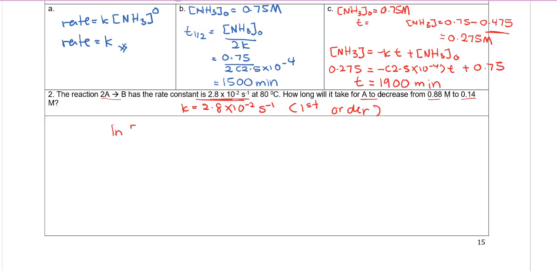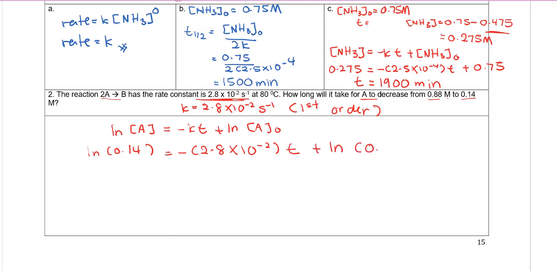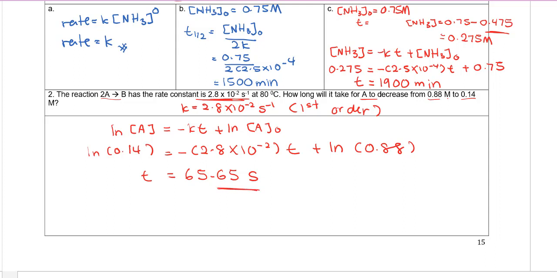Okay, so ln concentration A. Your reactant is A. So that's why I write down ln A is equal to negative kt plus ln concentration A at initial value. ln 0.14 equals negative 2.8 times 10 to the power of negative 2 times t plus ln 0.88. So time is equal to 65.65 seconds. Because right now your rate constant is in seconds, so time is in seconds. Okay, so this is the time taken for 0.88 to become 0.14 molar.